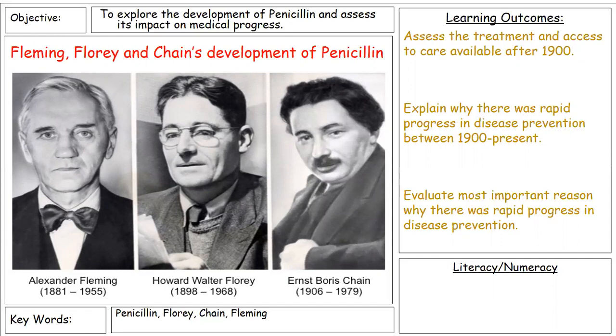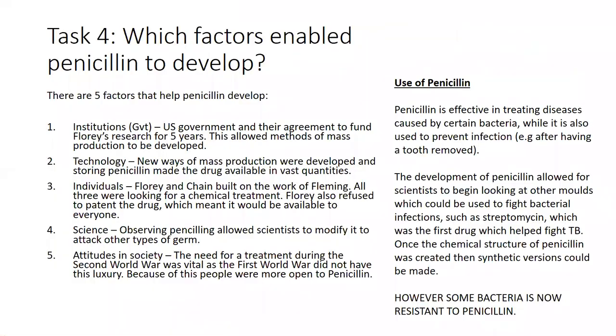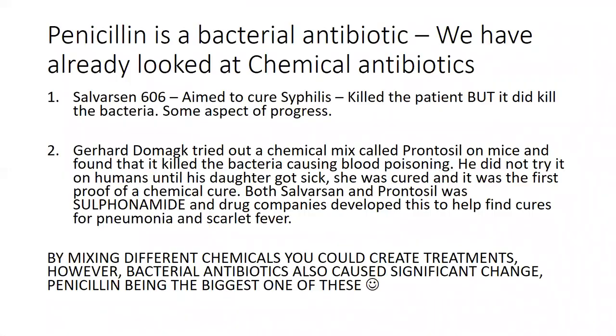So what have we looked at so far? Going back, we've looked at chemical antibiotics, we've looked at magic bullets, we've touched upon bacterial antibiotics. We'll just overview what we've done. Remember, chemical antibiotics are very simply antibiotics that are made from chemicals. A bacterial antibiotic is something that's made from bacteria, mold.